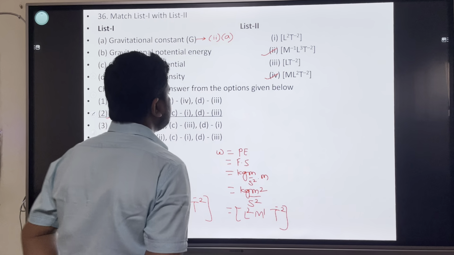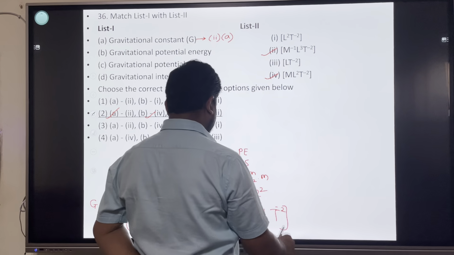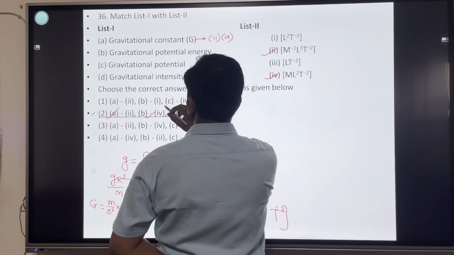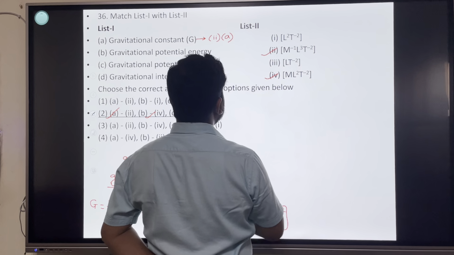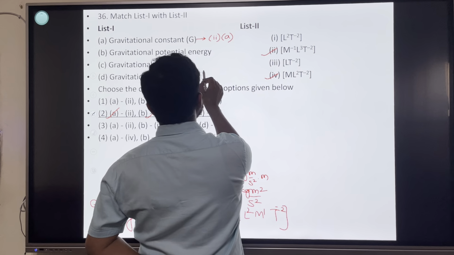C. Gravitational potential, gravitational intensity. Gravitational intensity means equal to acceleration due to gravity. Acceleration due to gravity, meter per second square.